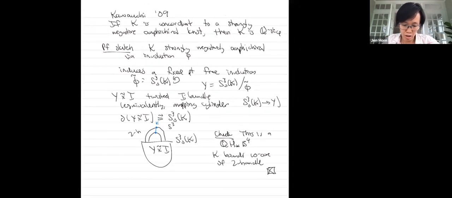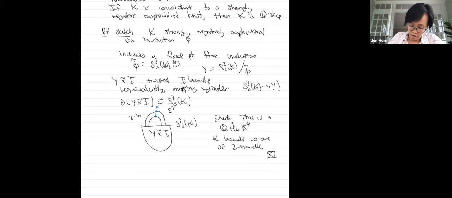Right, so Kawauchi's result is that if you're strongly negative amphichiral, then you're rationally slice. And so a natural question would be, is the converse true? If you're rationally slice, then are you strongly negative amphichiral? And well, a corollary of our theorem is that the answer is no. So a corollary of our theorem is that the converse to Kawauchi's result is false. Right, since we give an infinite family of rationally slice knots that are infinite order, in particular, they can't be negative amphichiral.